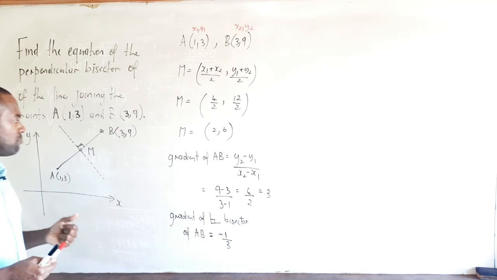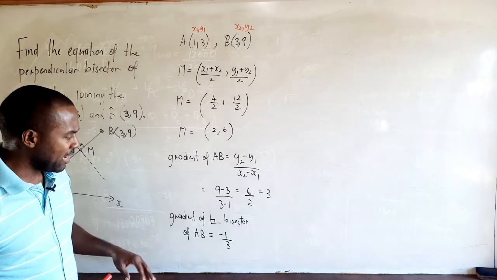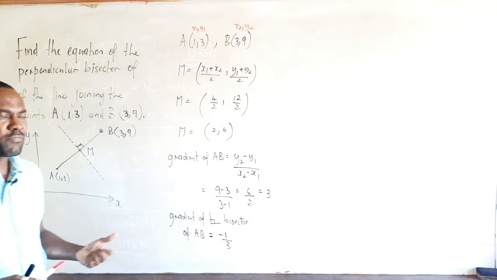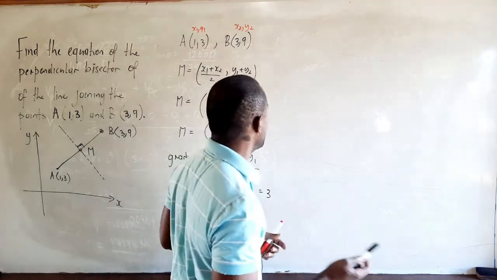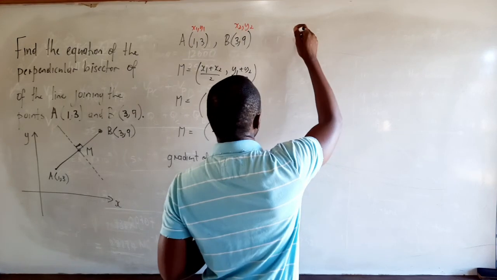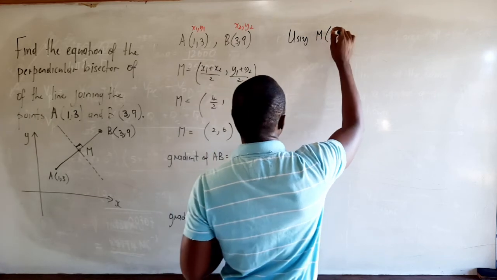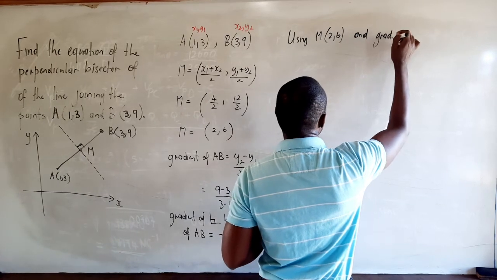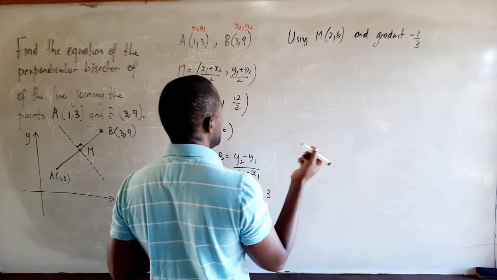So now that we found the midpoint M, and we found the gradient of AB, and of course the gradient of the perpendicular bisector, we can go ahead and find the equation of the perpendicular bisector of AB. So what we're going to do is use the point M, which is of course (2, 6), and gradient -1/3.